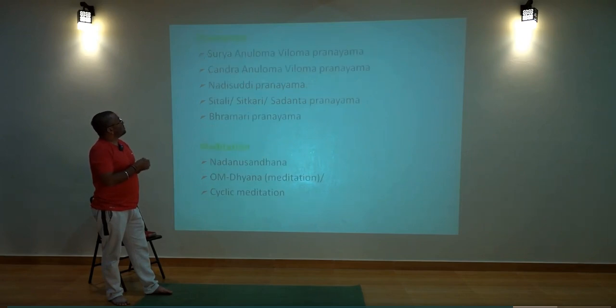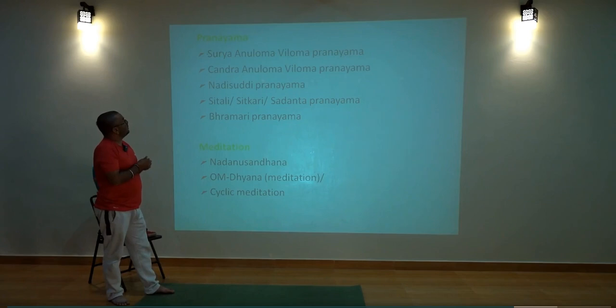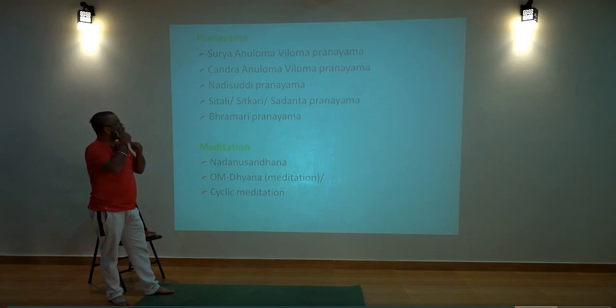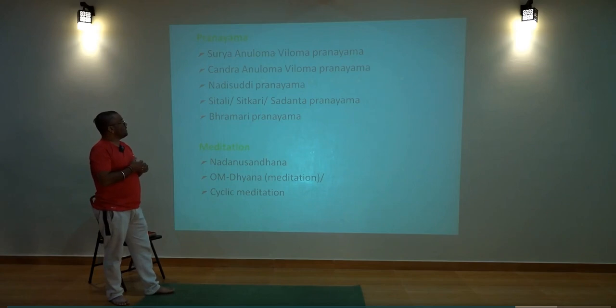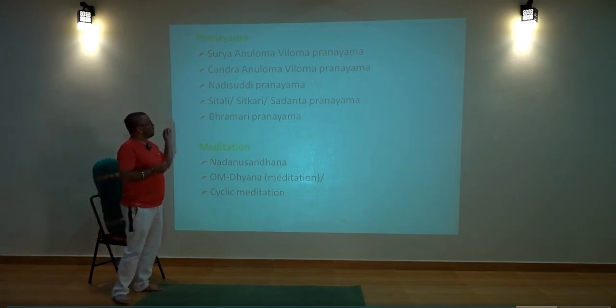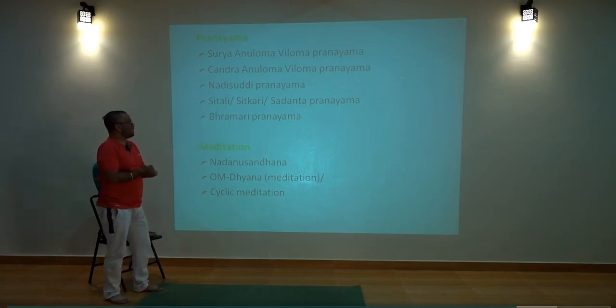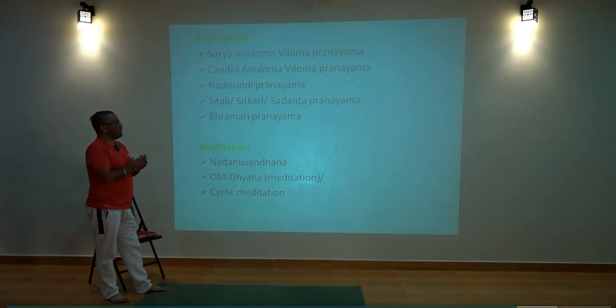So pranayama, Surya Anuloma Viloma pranayama, that is with your sun, alternate nostril breathing. Chandra Anuloma Viloma pranayama, that is your moon, to balance both the energies, and Nadi Shodhan pranayama. Sitali, Sitkari, Sadanta pranayama you can do, the Sitali one, that is your cooling pranayamas. Brahmari, which we can use also to calm down your nervous system and bring more relaxation to your brain.